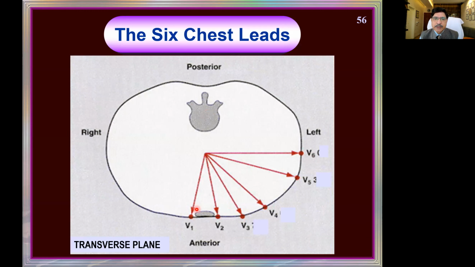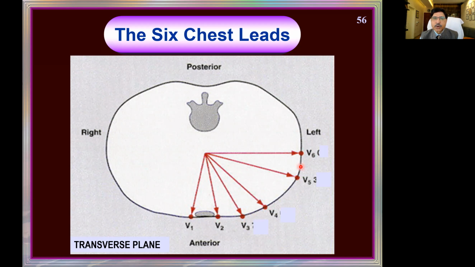And we have placed the V1 on the right side of the sternal border in the fourth space. And this is right sternal border in the fourth space on the left side. And these two exactly, heart septum is around this point. V3 and V4 are the anterior surface of the heart. V5 and V6 are on the lateral surface of the heart.